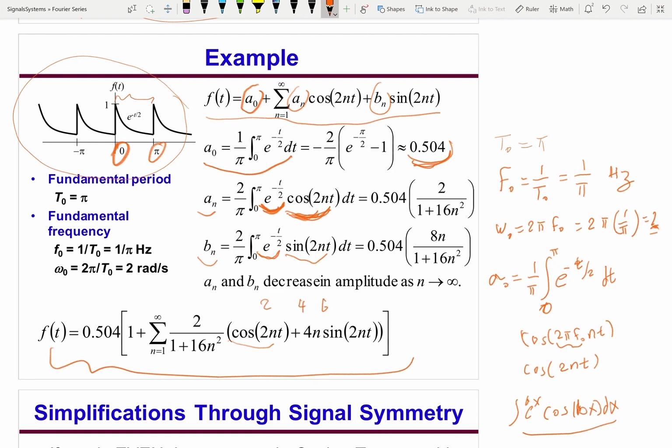So as the harmonic increases, the amplitude decreases. See, bn goes as 1 over n squared. Same thing for an, divided by n squared. So as the harmonic increases, their strength, their amplitude, decreases. When I say an and bn, that means this amplitude decreases as n increases.